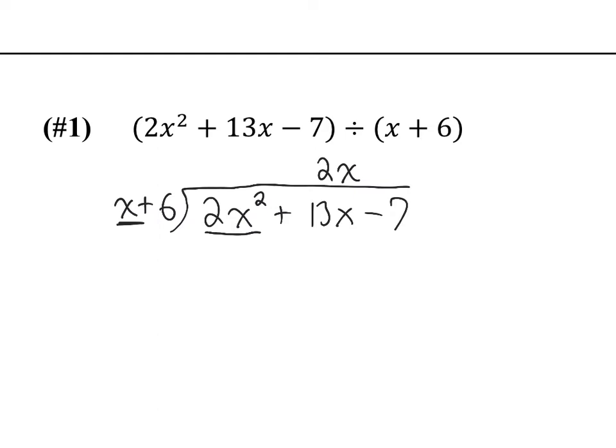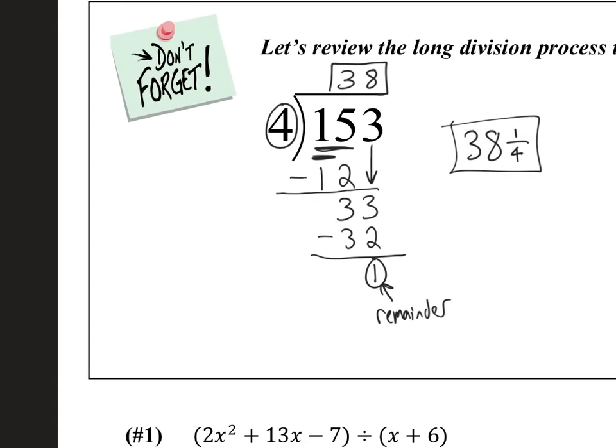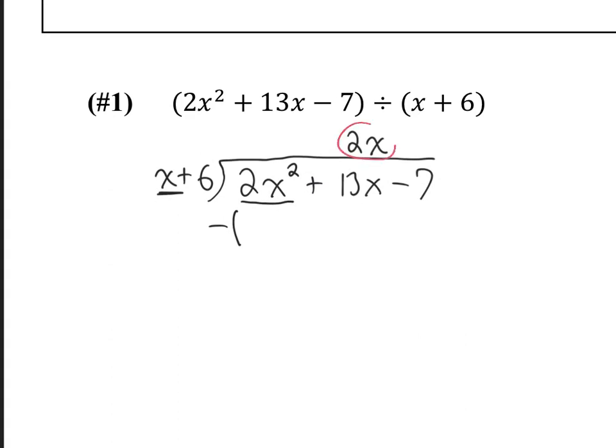The next thing we do, like we were doing before, is multiply 2x times x plus 6. I can't show you every time here. We're going to multiply 2x by x plus 6, kind of like we did up here. We multiplied, for example, 3 times 4 to get 12. We're doing the same kind of thing in this case, but now we're doing it with 2x times x plus 6.